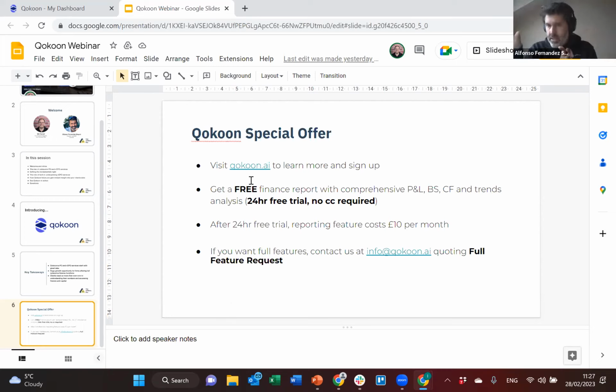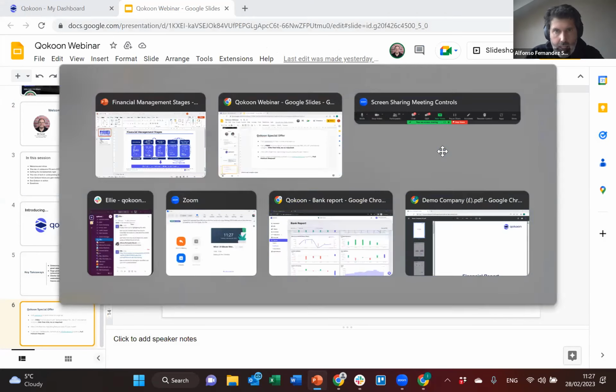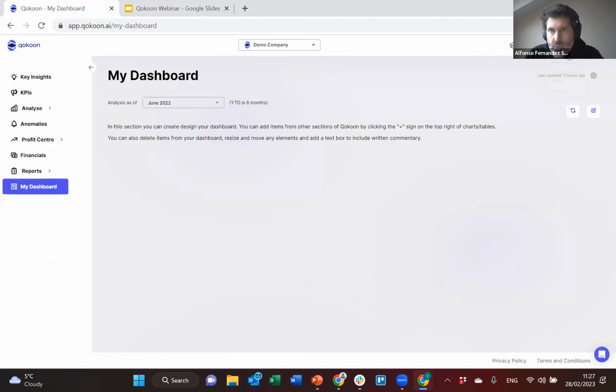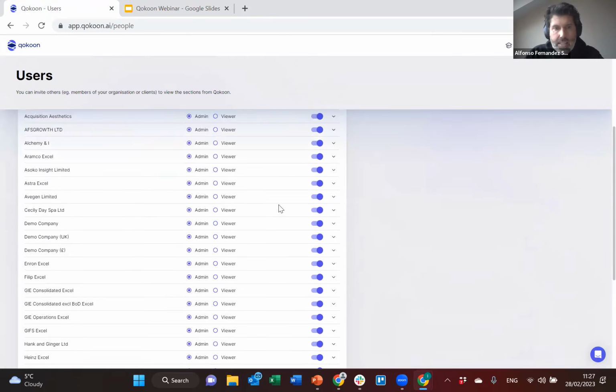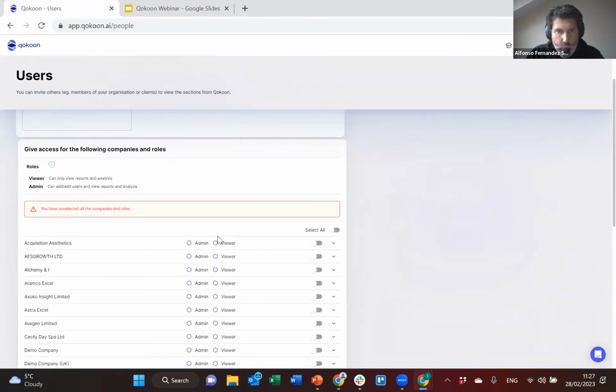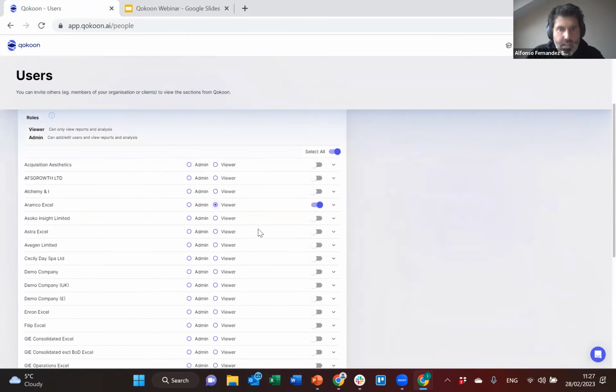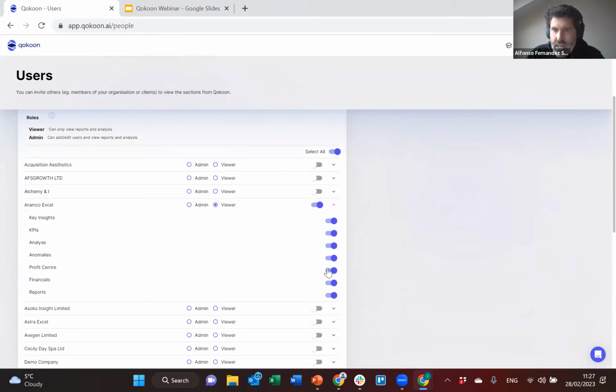We have user management. So you as a fractional CFO can log in, create your account, and then you can give access very quickly, as I'm going to show here. You go to your user management, manage users, and then you can invite a new user. You can give them access to all of your companies or just one, and within the company you give access as admin or viewer, and then give them access to certain sections of Qokoon. So it depends how you want to do it.